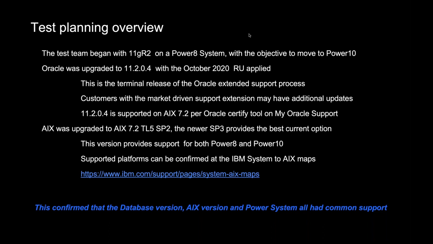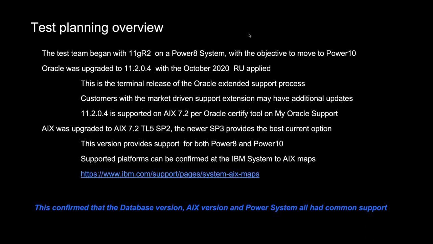And we validated that 11.2.0.4 is supported on AIX 7.2, and we used the Oracle Certify tool on My Oracle Support. The fact that 11GR2 is confirmed by Oracle as supported on 7.2 meant that we could then go and upgrade our systems to 7.2 TL5 Service Pack 2, which is the minimum requirement to run on Power 10. So thinking back to the earlier chart, this range of support for Oracle products, even older products, allows us to move to current versions of AIX and allows you to get on our newest hardware.